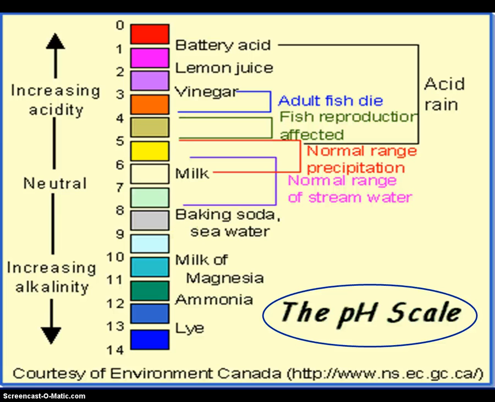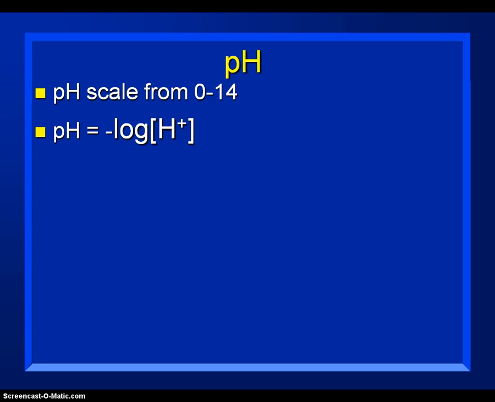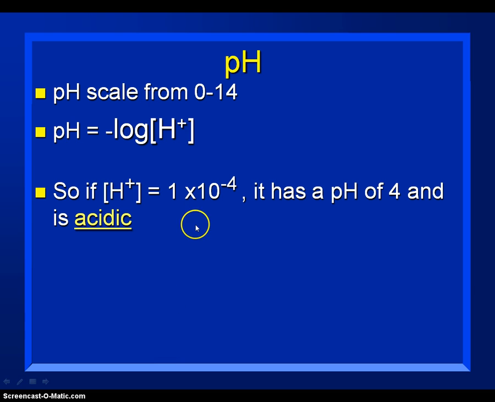All right, so we've looked at the pH scale and we've defined that an acid is below 7 and a base is above 7, and 7 is considered neutral. But what does the pH scale really mean? So the pH scale is actually the opposite log of the hydrogen ion concentration. So if you see brackets, that means concentration.